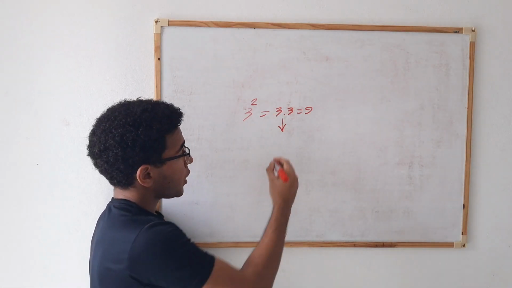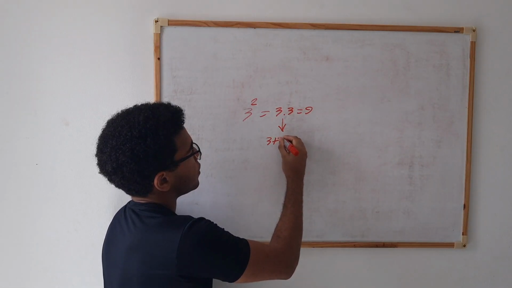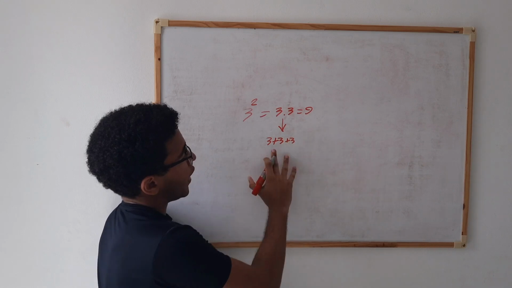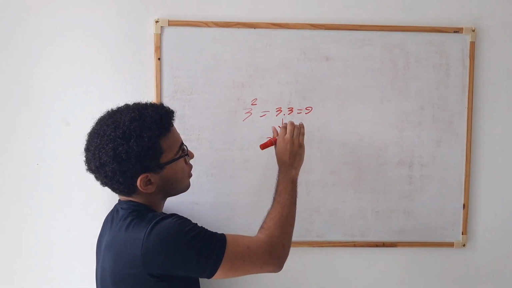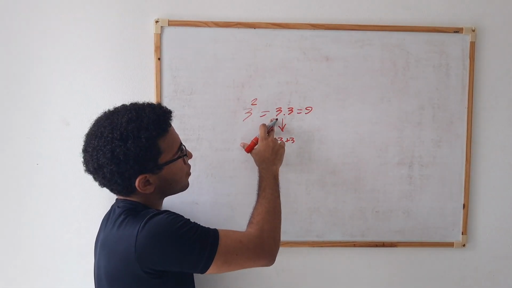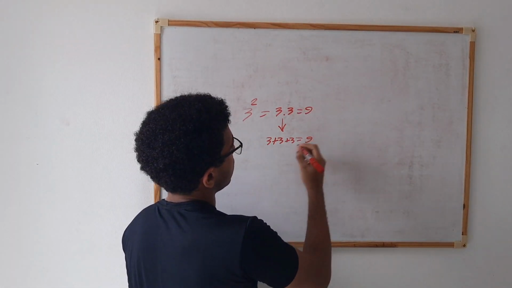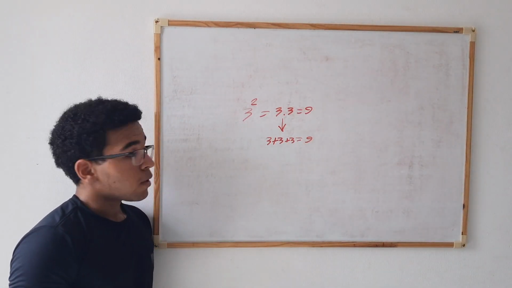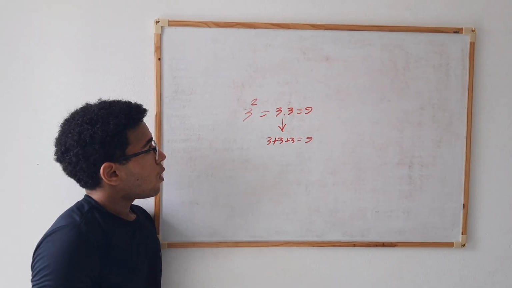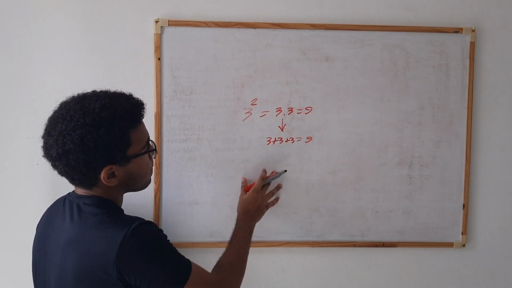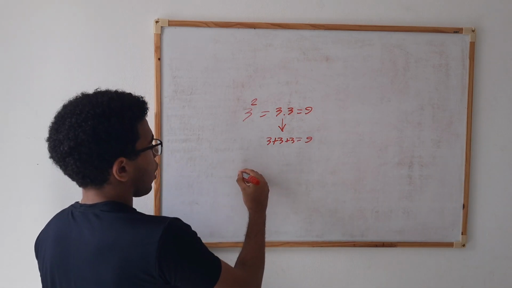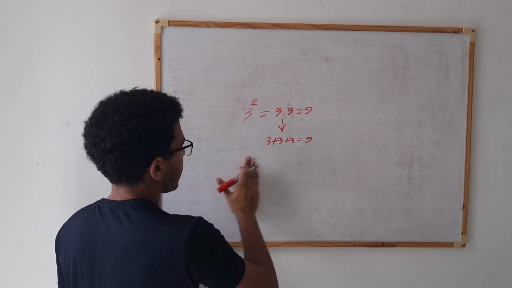So what we're doing here is we have 3 plus 3 plus 3. We have the number 3 being added, being summed, 3 times, which is equal to 9, right? So we can understand this in this way.